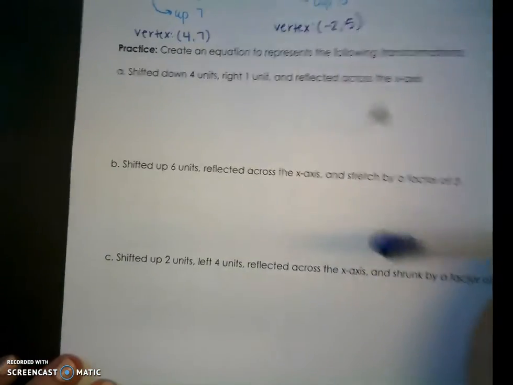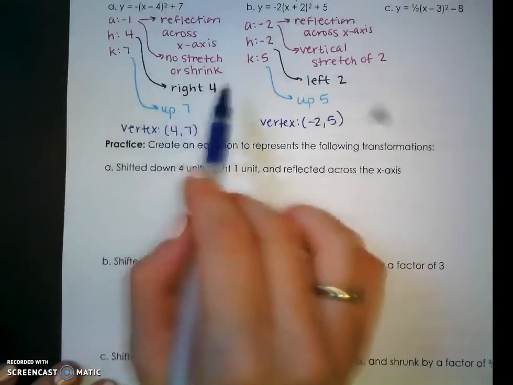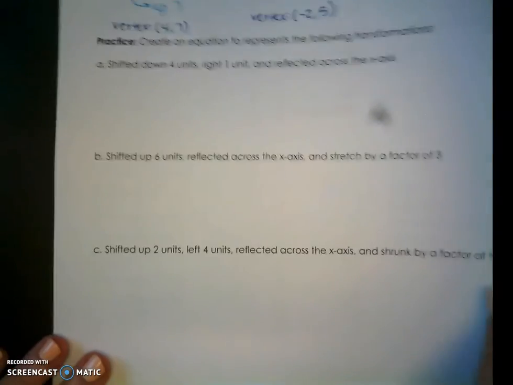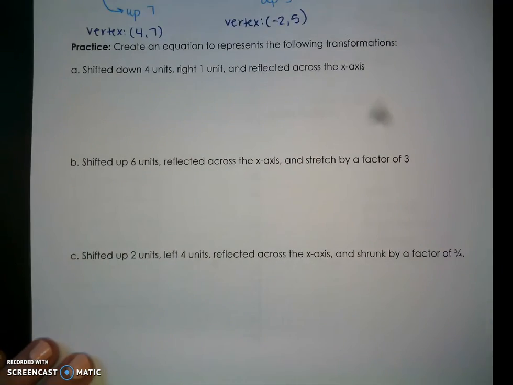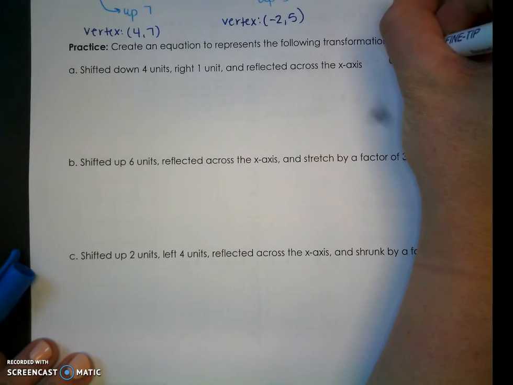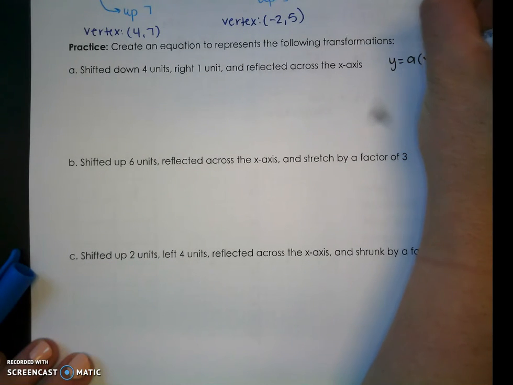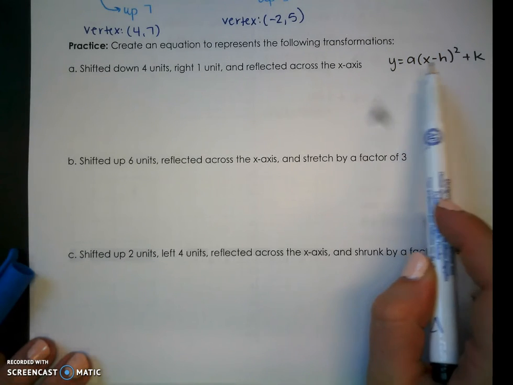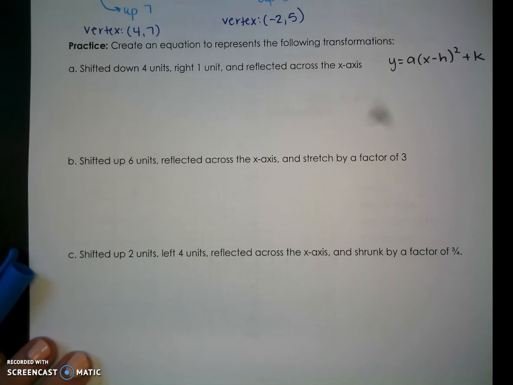Alright, creating equations. So kind of like the opposite of here. They're going to give us the descriptions and we have to write the equation. So before we get started, I'm just going to write my formula off to the side so I don't forget it. So I'm going to need to know 3 things. I'm going to need to know A, H, and K for each one of these problems.